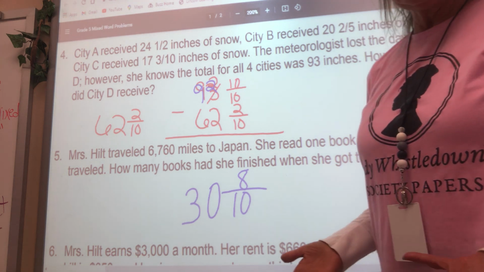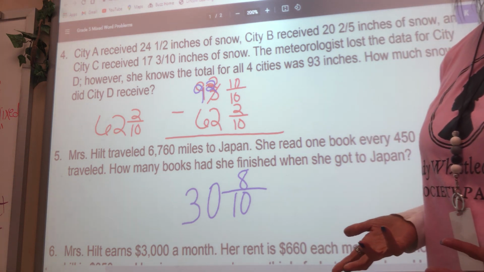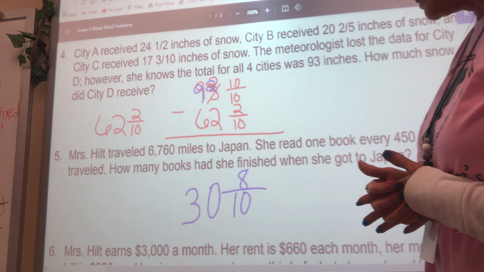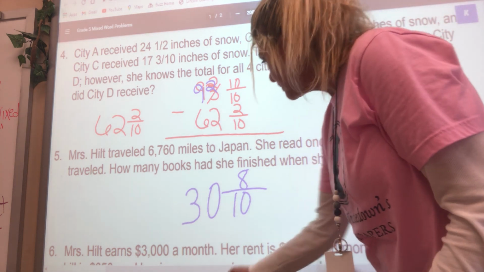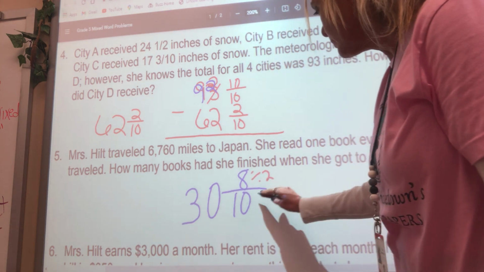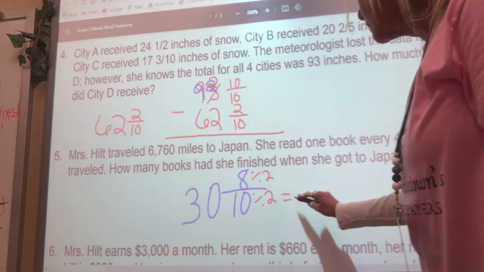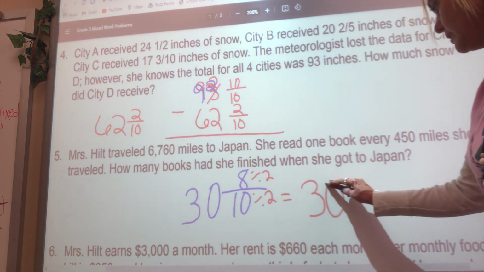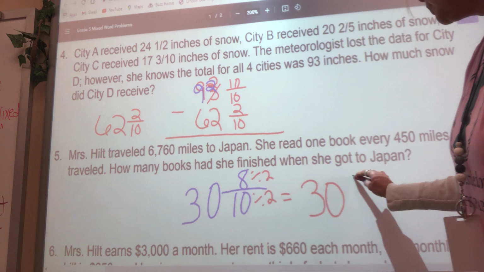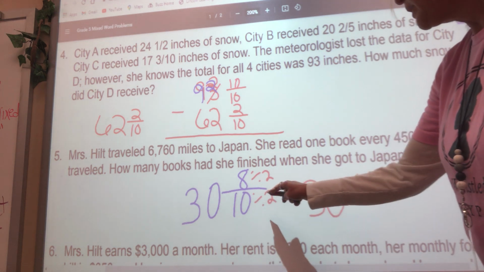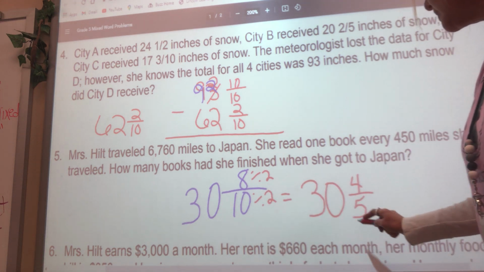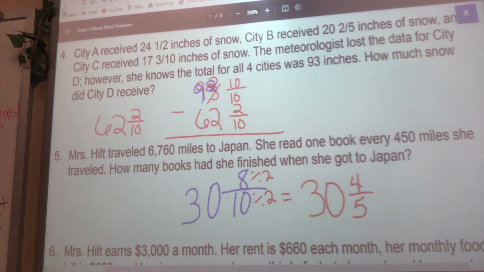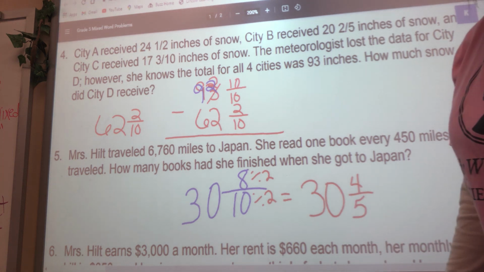But if I didn't see that, what's another way that we can write 30 8/10? Okay, they're both even numbers, so I know I can divide both of them by 2. So we would have 30, 8 divided by 2 is 4, and 10 divided by 2 is 5. So our final answer is 30 4/5.